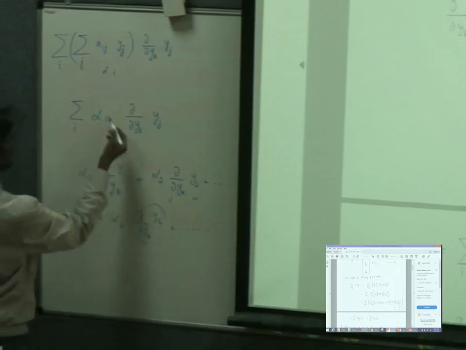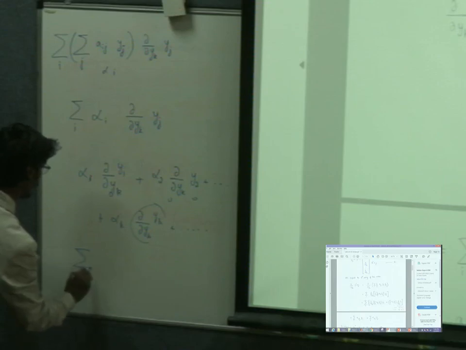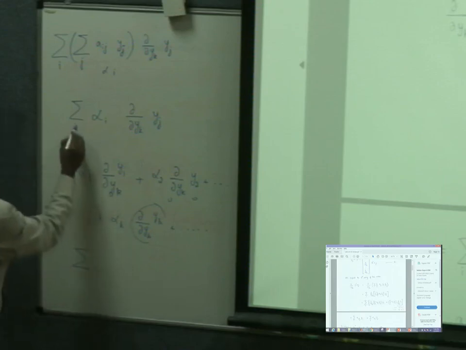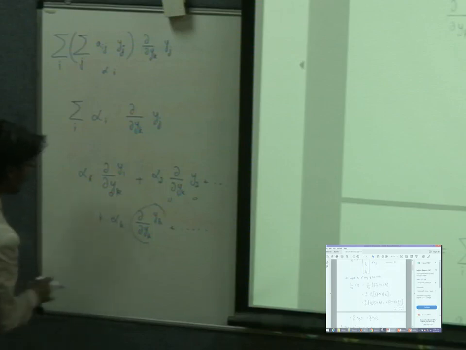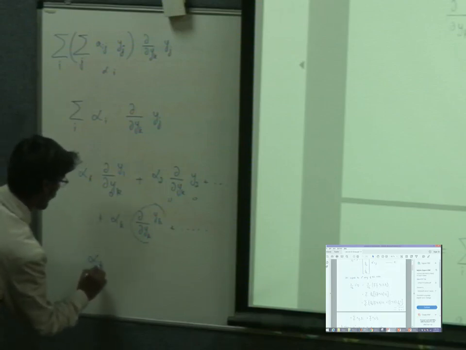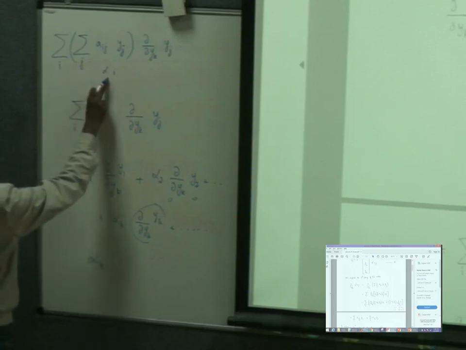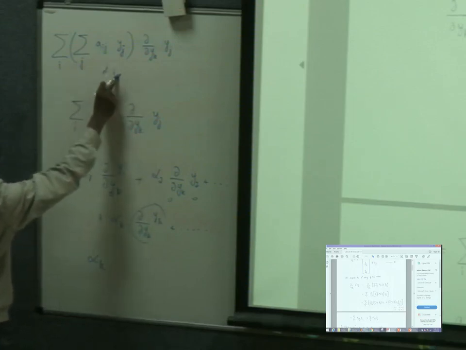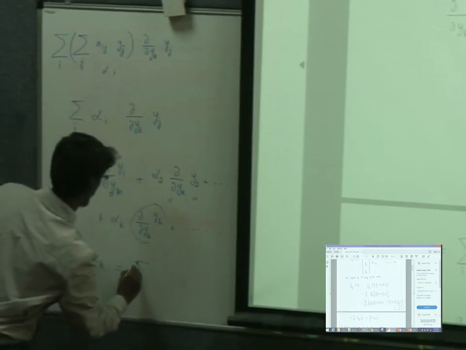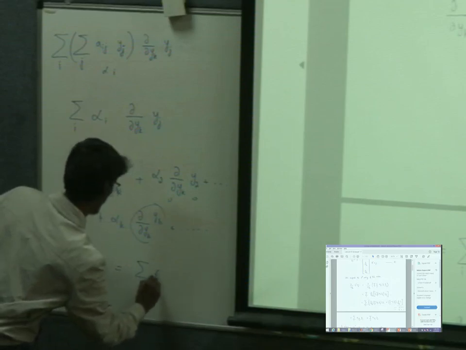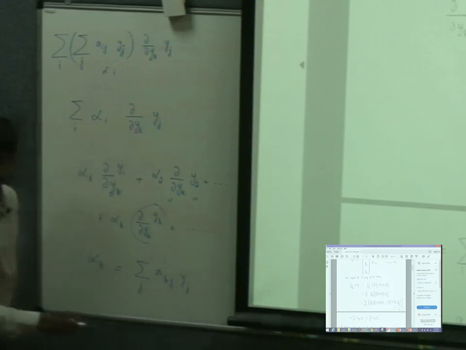So you will have only one of the terms. There is no summation over i, because there is only one term here, and that is nothing but alpha_k. So what is alpha_k? You substitute k for i in alpha: that is nothing but the summation over j of a_kj y_j. So that's all. This will be your second term, and that's what we have here.